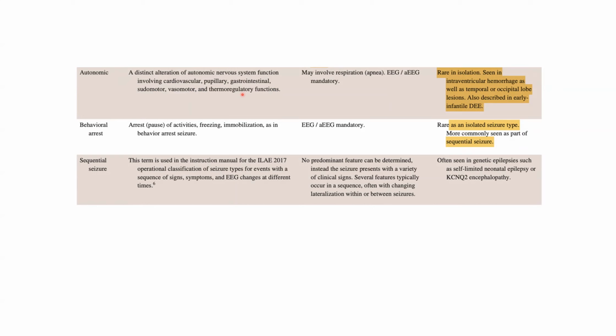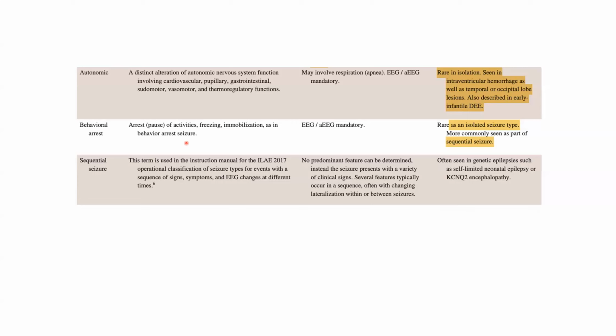So behavioral arrest means an arrest or a pause of activities, such as a vacant stare or a freeze or immobilization, as we describe it in lay terms. Again, this is also rare as an isolated type, but it can be seen as a part of sequential seizure. So what is a sequential seizure? This is a new term which has been introduced by the ILAE to describe a seizure where a sequence of signs and symptoms, and sometimes the EEG changes also, keeps changing within the same seizure, right?